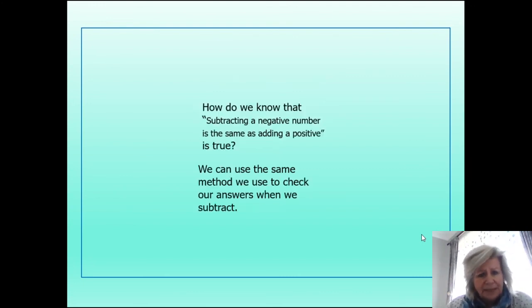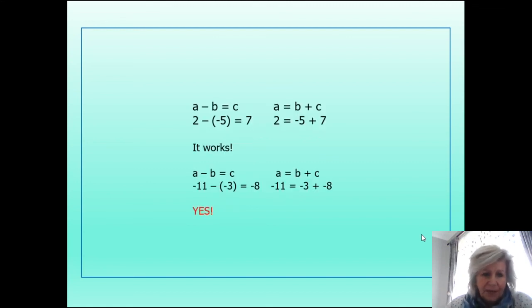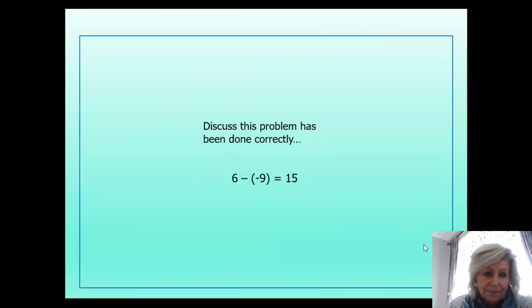How do we know that subtracting a negative number is the same as adding a positive? Is it true? Can we use the same method to check our answers when we subtract? So let's look. A minus B is equal to C. So 2 minus -5 is equal to 7. Yes, that is so, because 2 plus 5 is 7. A is equal to B plus C. 2 is equal to -5 plus 7. Yes, it is. So it does work to actually test it like this.